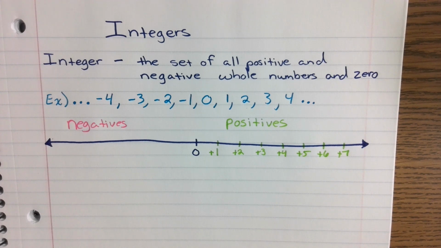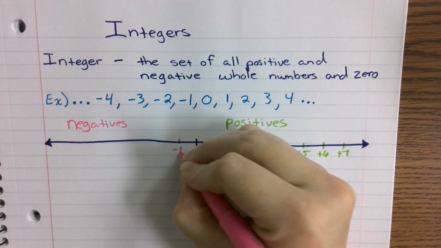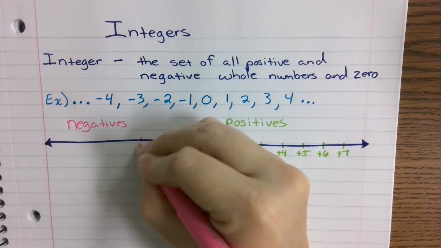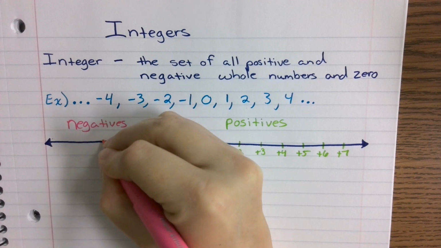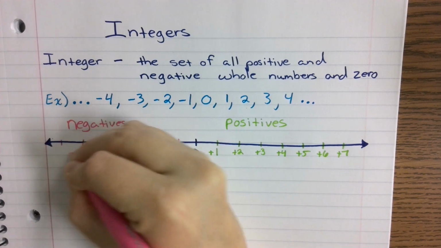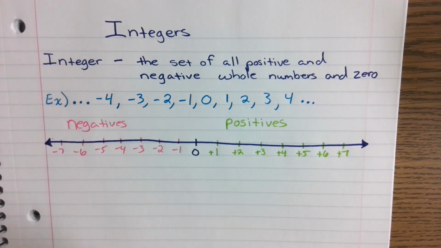Again, guys, at that back table, it's fine if you're borrowing from each other, but do so quietly. So we've got -1, -2, -3, -4, -5, -6, and -7. It keeps going on forever in the negative direction.